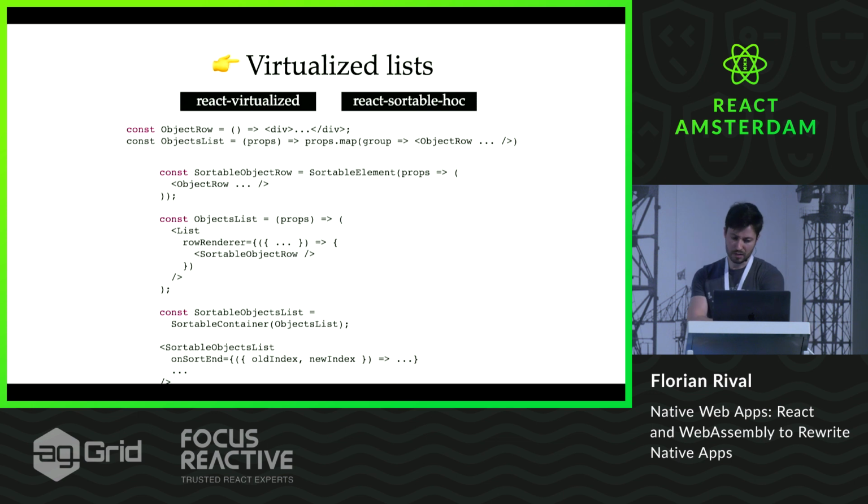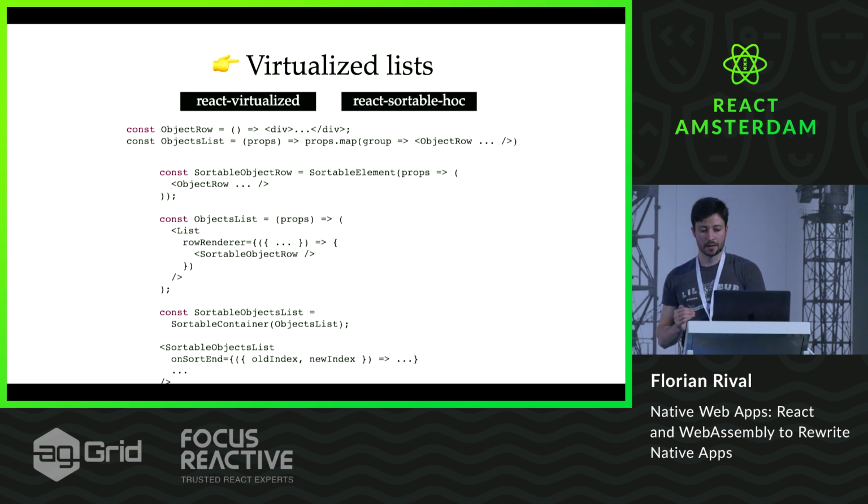So to use them, it's actually pretty easy. You wrap your list in the list component that is offered by React Virtualized, and you pass the row renderer, which is a function that will be called to display each row that is displayed on the screen.